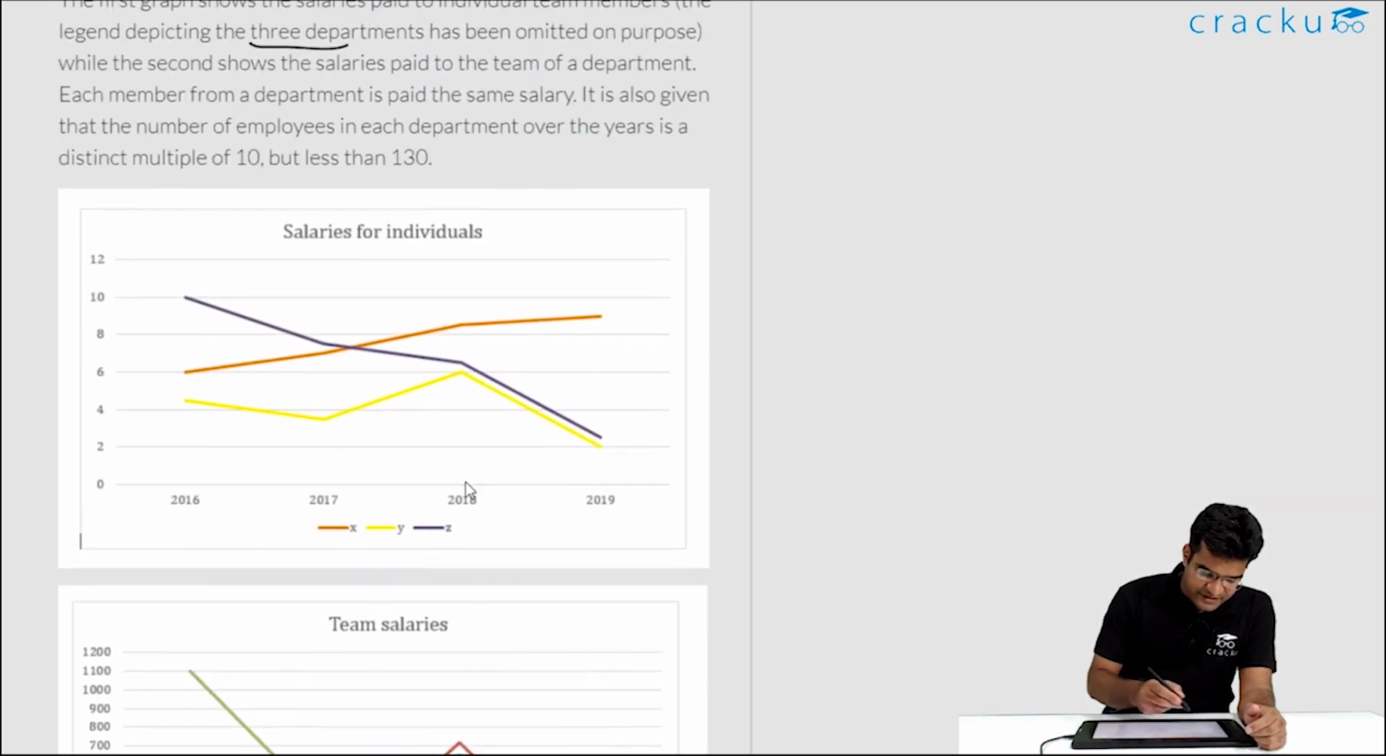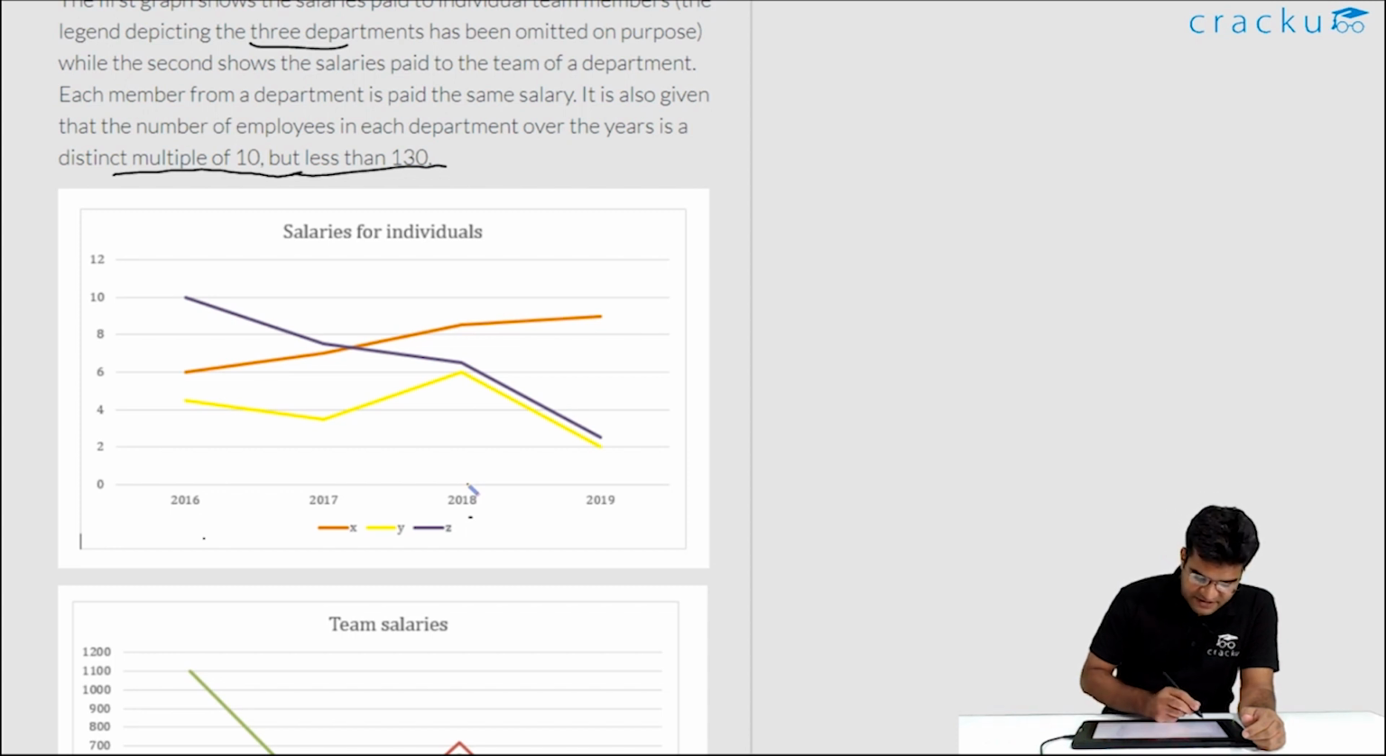Each of these departments has a different number of employees over the course of 4 years, that is 2016, 2017, 2018, and 2019. Over these 4 years, the number of employees in each department is a distinct multiple of 10, but less than 130. So basically there are 3 departments and 4 years, so there are a total of 12 numbers, and it has been given that they are all distinct multiples of 10 less than 130. So all of them are from 10, 20, 30 till 120.